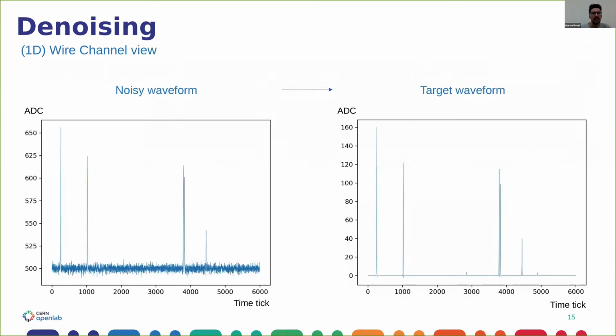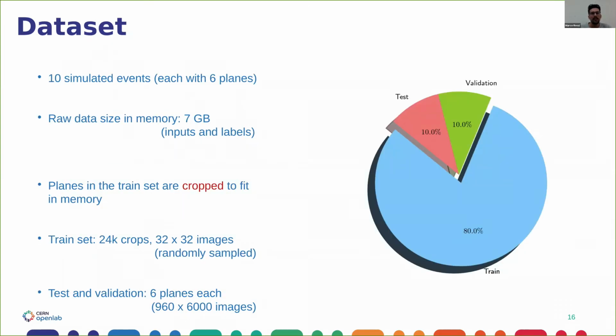In this slide, instead, we have a one-dimensional view. As you can see, the target waveform is cleaner than the noisy one, of course, that is used as an input. We built a dataset containing 10 simulated events. Each of these events has 6 planes where the data are collected that simulate the detector planes. And all of these 10 events are split into train, test, and validation set, as shown in this pie chart.